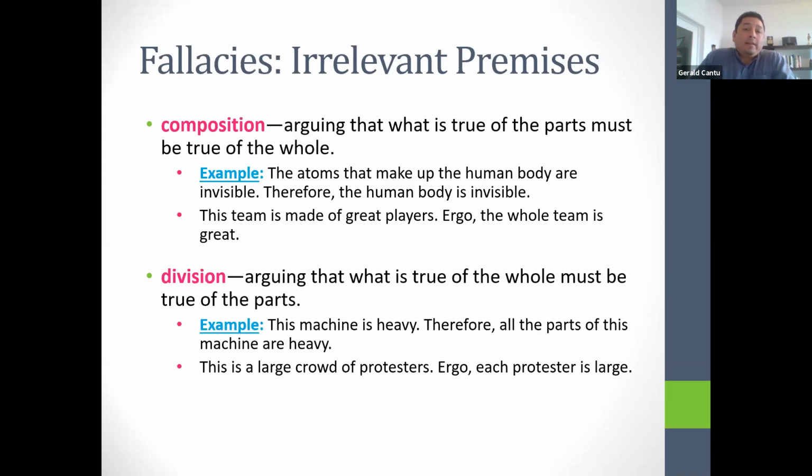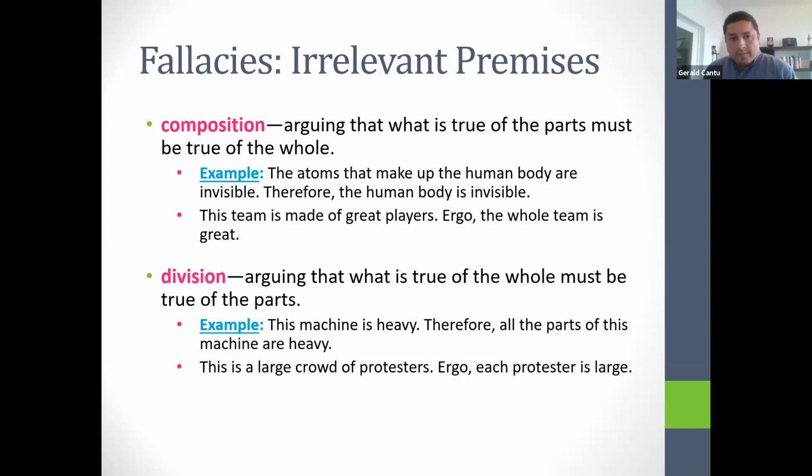Notice, the atoms are the parts that make up the whole of the human body. You're attributing a feature, invisibility, to the parts of the body, the atoms, and then you transfer that property to the whole. You could say the same thing about this cup. It's made up of invisible atoms. The parts are invisible atoms. We know that material stuff is made out of atoms, so it's all invisible. So all the parts of the cup are invisible. Therefore, the whole must be invisible. So that would be a fallacy of composition.